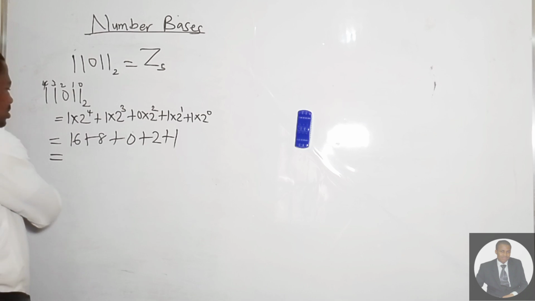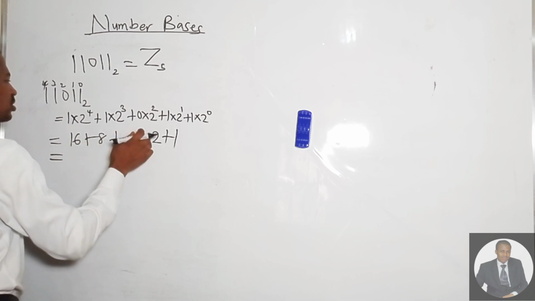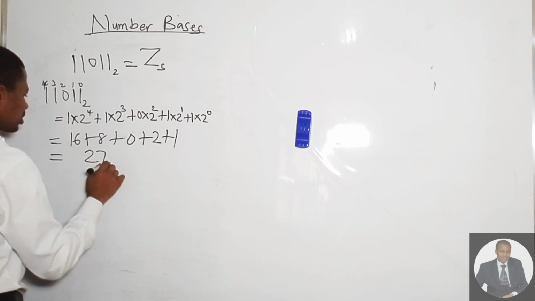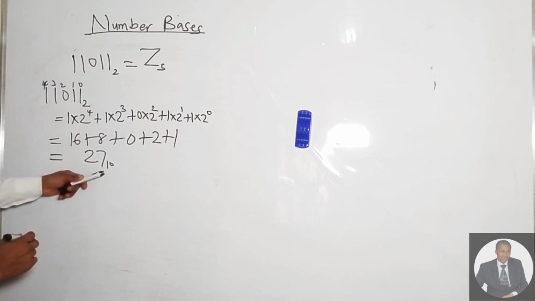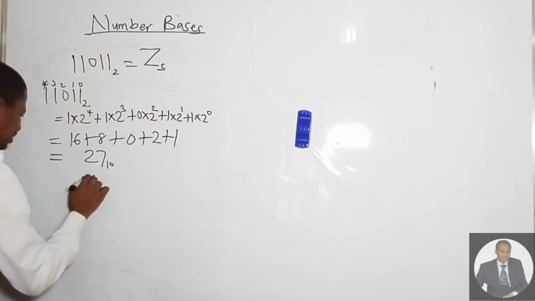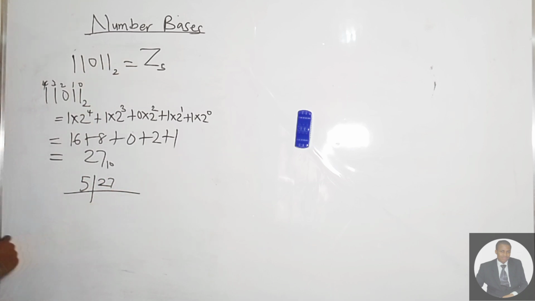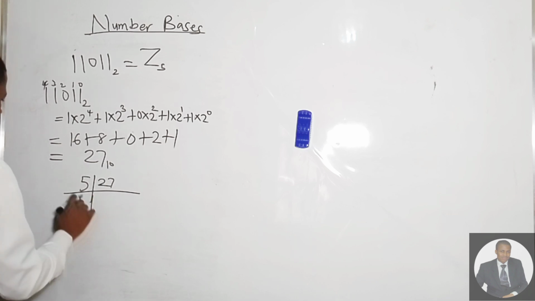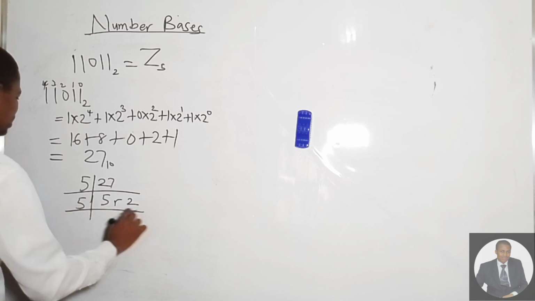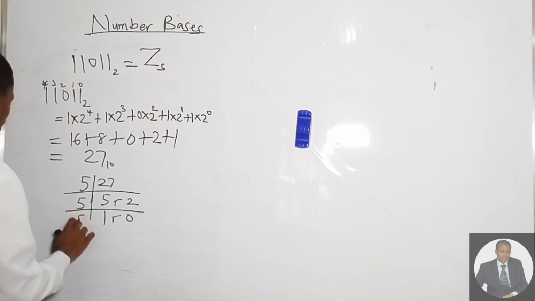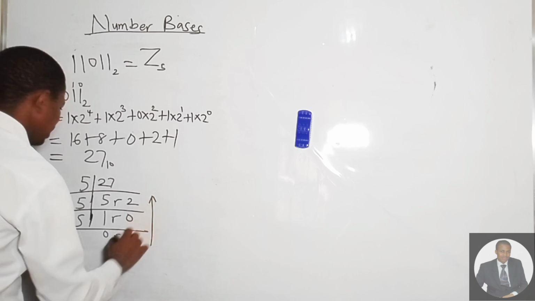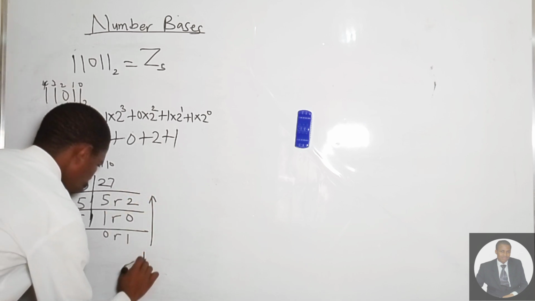16 plus 8, that's 24. 24 plus 2, 26, plus 1, 27. So this is 27 base 10. Having converted it to base 10, we now convert to base 5 by dividing 27 by 5. How many 5s are in 27? 5 fives are 25, remain 2. How many 5s are in 5? 1, remain 0. How many 5s are in 1? 0, remain 1. So our answer here will be 102.